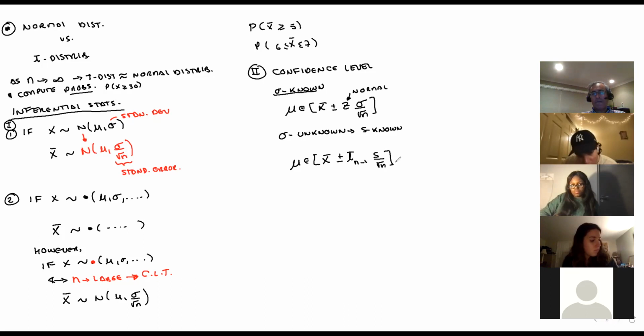And it's not confidence levels there, it's confidence intervals. The confidence level is the one that determines the critical values. Confidence intervals.